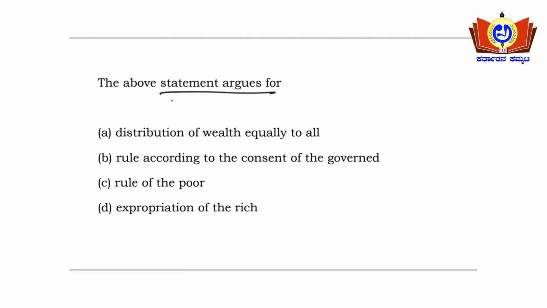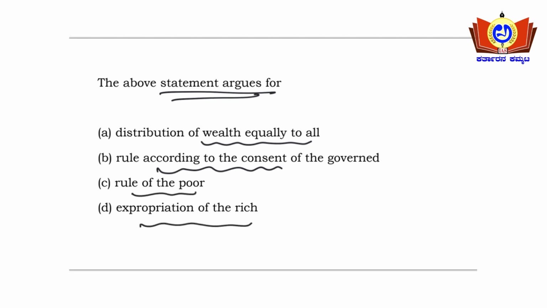The above statement argues for: distribution of wealth equally to all, rule according to the consent of the governed, rule of the poor, expropriation of the rich. See, actually this rule of the poor and expropriation of the rich can be directly negated. Okay, the two options can be negated here, because the passage says, really I think that the poorest he that is in England has a life to live as the greatest he, and therefore truly. Okay, they are telling both have to live.